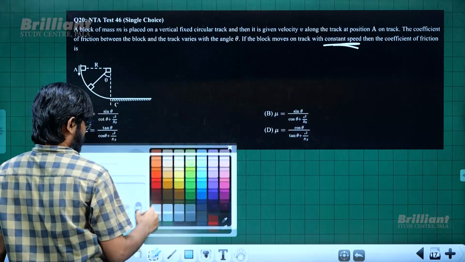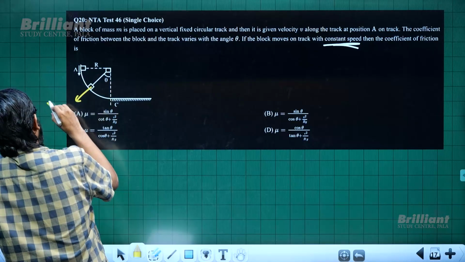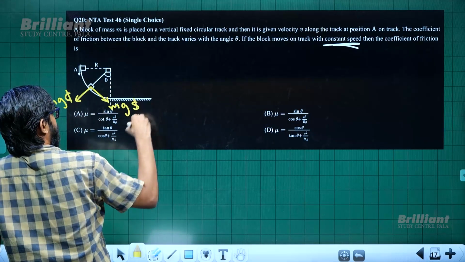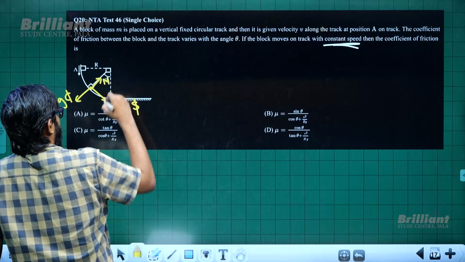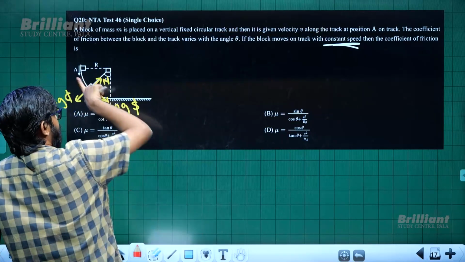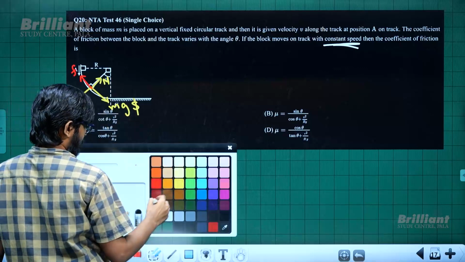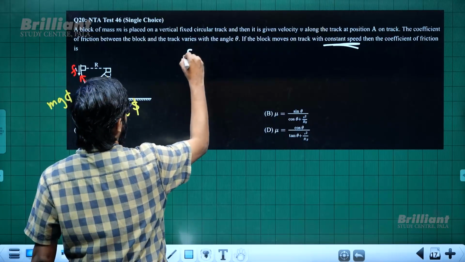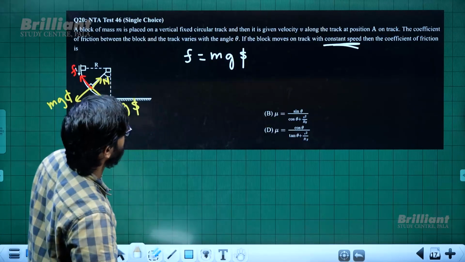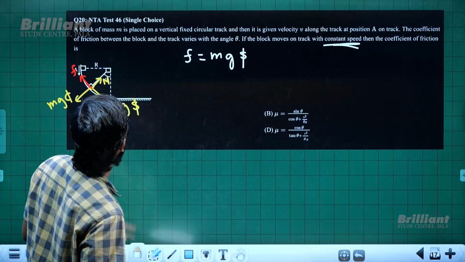So at this particular moment, when we resolve the forces, there will be mg. Mg's this component will be mg cos theta, and this component will be mg sin theta, and there will be normal. But they said speed is not going to change, so tangential acceleration must be 0. What does that mean? Friction must be in this direction, opposing it. So friction must be balancing mg sin theta.